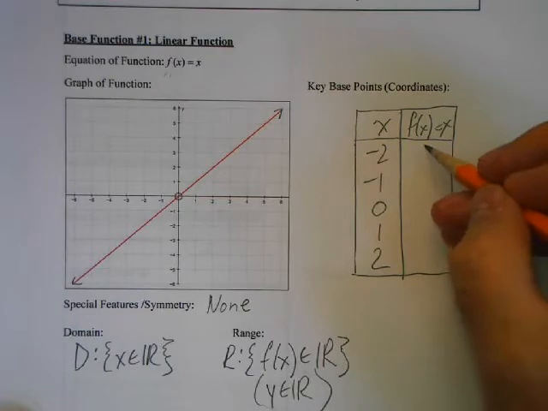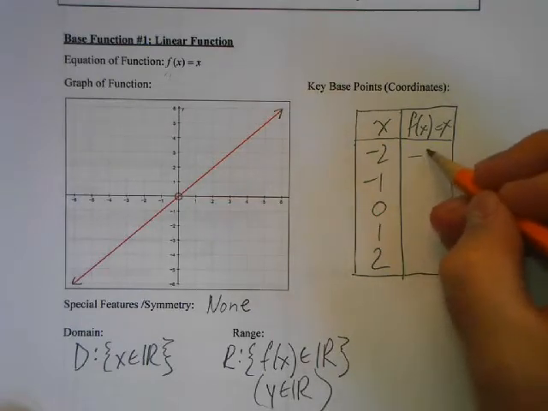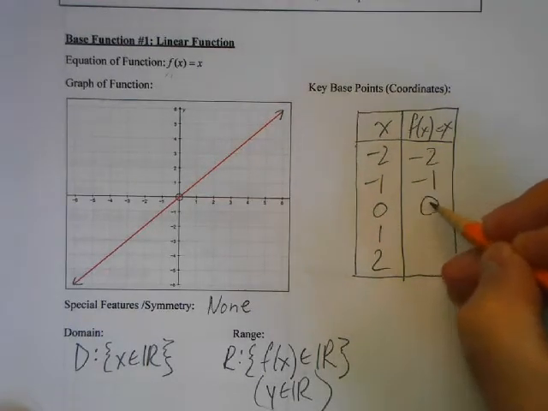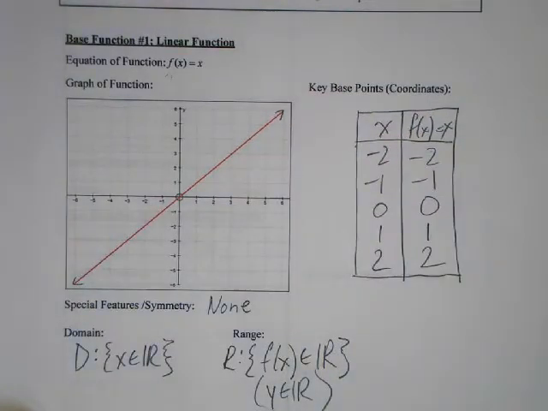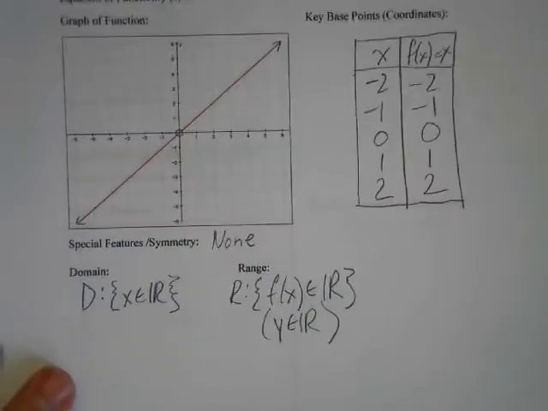The f of x, or the y value, is going to be the same as the x value all the time. And this is just the base function. So there's our base points for a linear function.